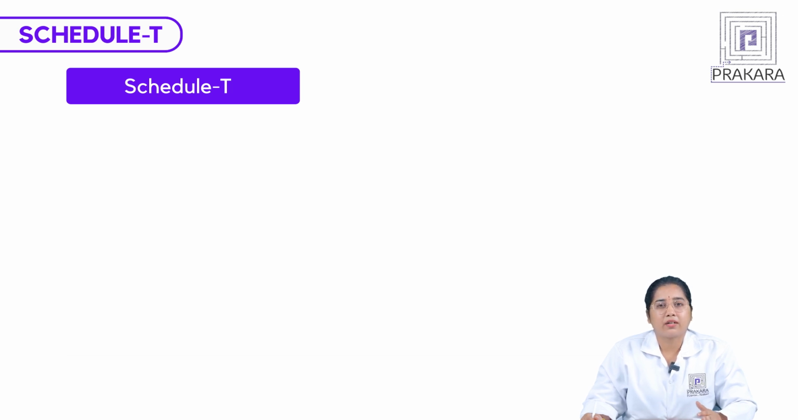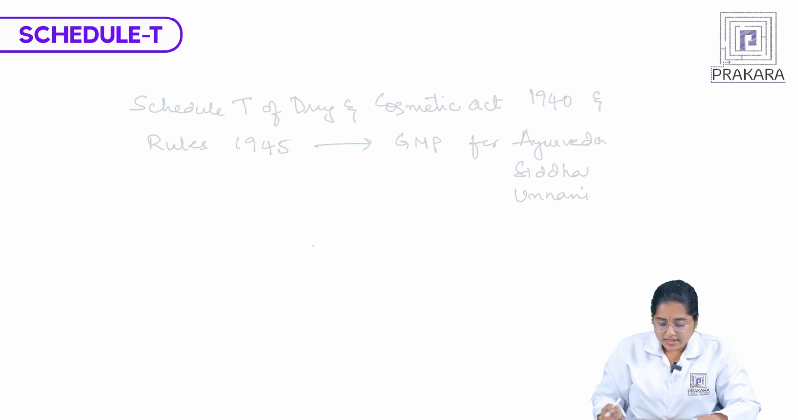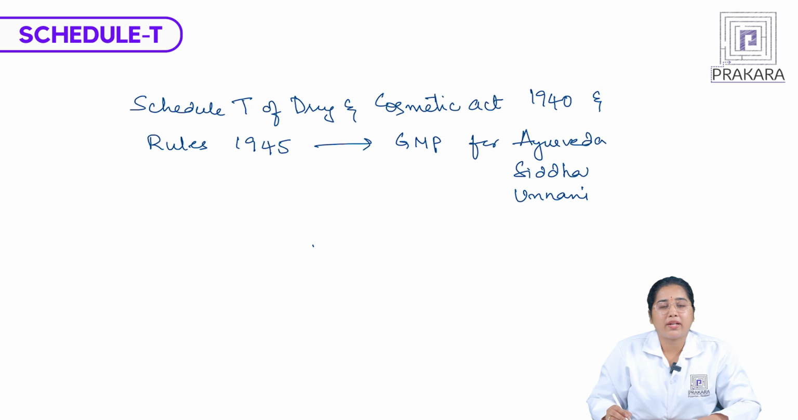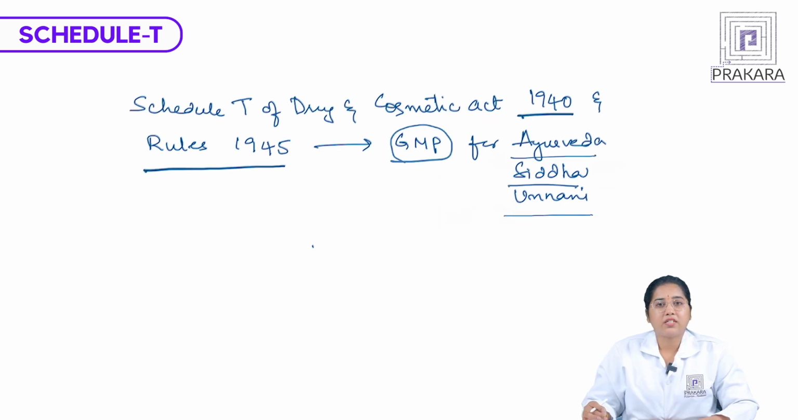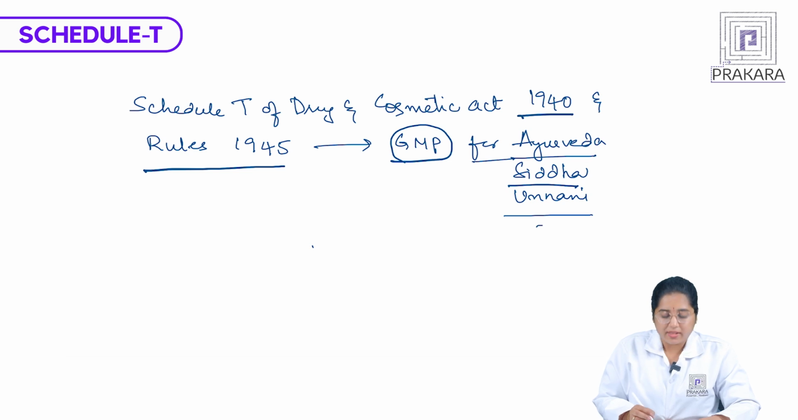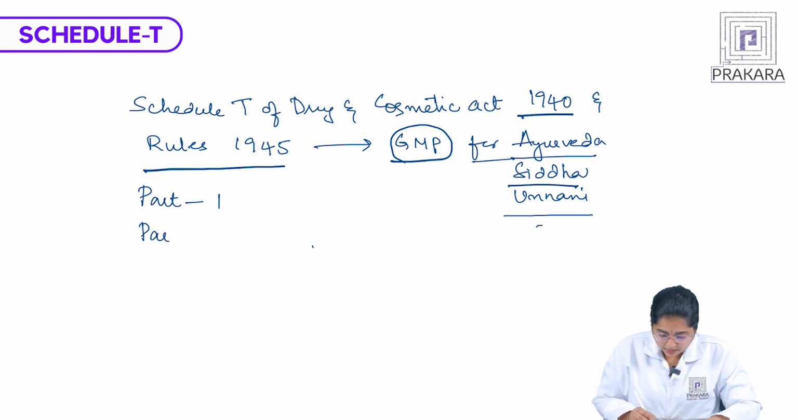Mainly it comprises GMP, good manufacturing practices. We will see Schedule T of the Drugs and Cosmetics Act, which is 1940, and Rules 1945, which the GMP guidelines should be followed. And what are the GMP for Ayurveda, Siddha and Unani drugs, which is divided into the following parts: part 1, part 2A, part 2B, part 2C and part 2D.